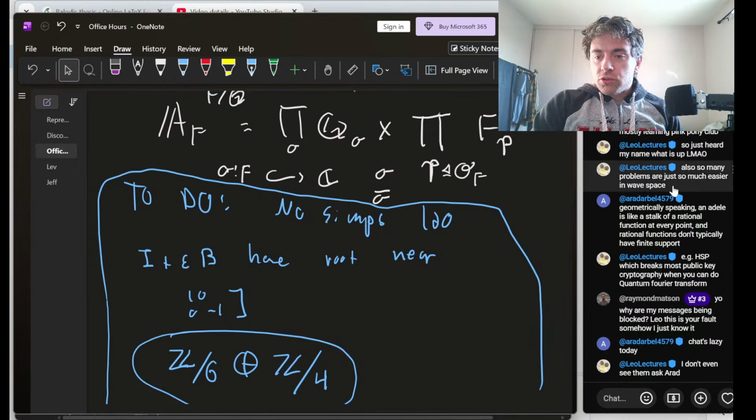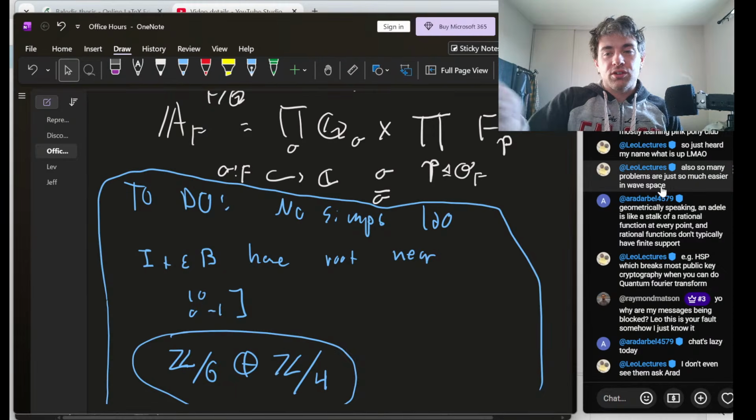So many problems are just much easier in wave space. I guess so. Yeah, the one explanation I gave, because Fourier transform is all over everything that I do, but then how do I succinctly say why we care? The answer I gave was, well, sometimes if you transform a problem like a differential equation, you could solve it in the transformed version and then transform back, and it's easier.